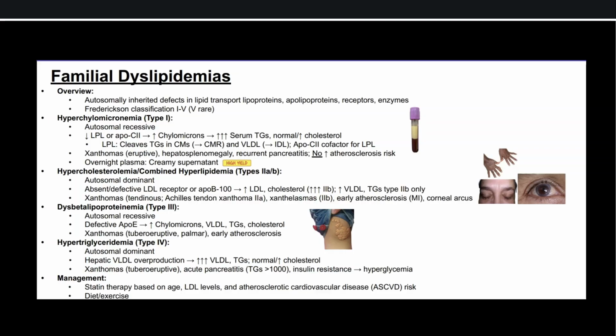So a young person coming with MI symptoms, what is the problem? Why are they doing this? What is going on? The question needs to be answered. You may see hypercholesterolemia. I think this one is generally the most common out of all these four, at least.